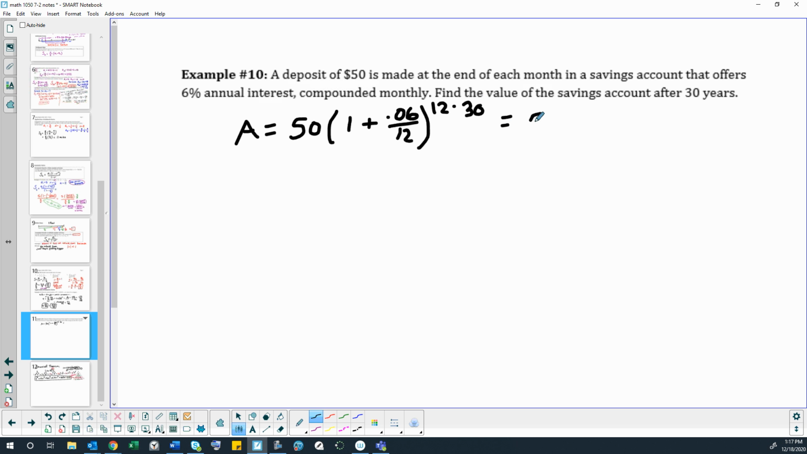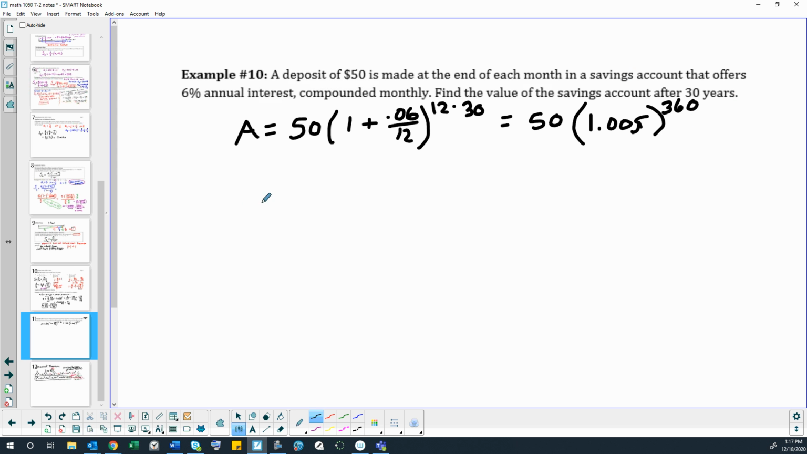So that gives us 50 times, and I'm going to go ahead and simplify what's in the parentheses. So the rate, 0.06 divided by 12, is going to be 0.005, so 0.5% per month. That means this number here will be 1.005, and that's going to be to the 360th power. Well, you've got here a geometric sequence formula, more or less, right?